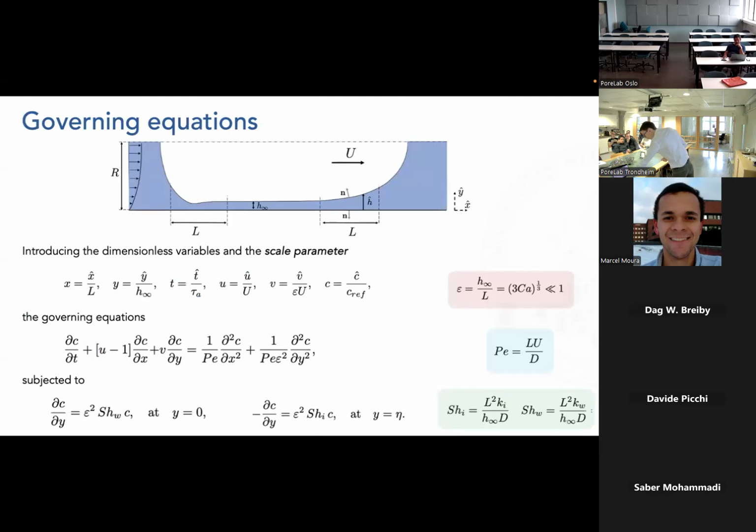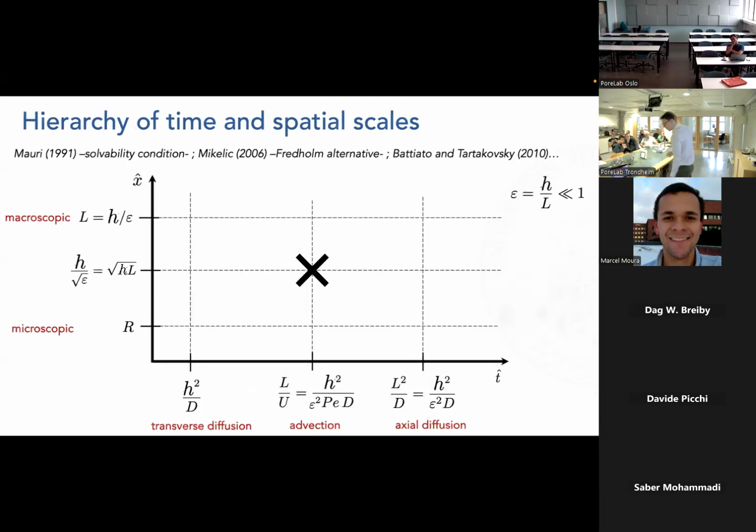But while you solve these equations, you want to guarantee that the solution is unique. And there are several ways to guarantee the solution is unique. In some works, like Mauri 91, this is called the solvability condition. In the work by Péclet, they call it the Fredholm alternative, or there are also other strategies, like in the work by Elena Battiato in 2010. But the main idea is that if you want to see the Taylor dispersion, you have to choose the proper time window and spatial window for the problem.